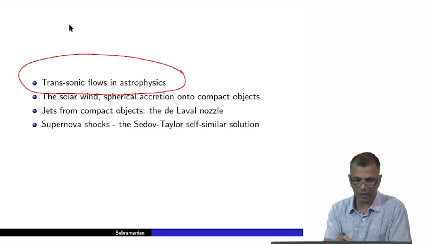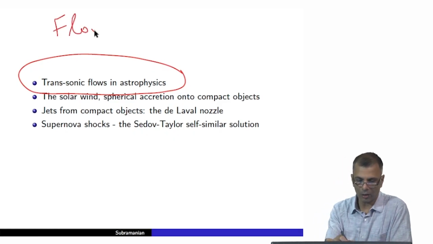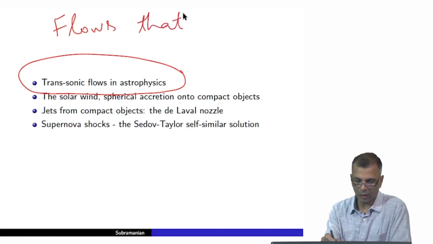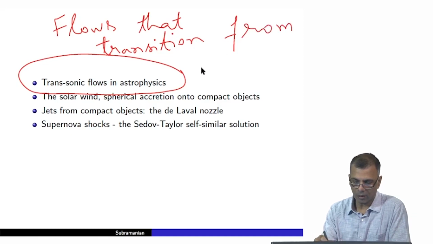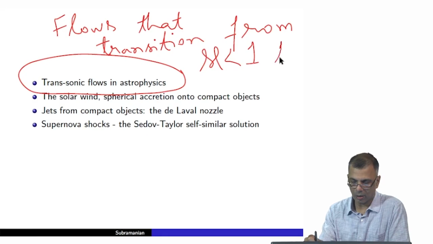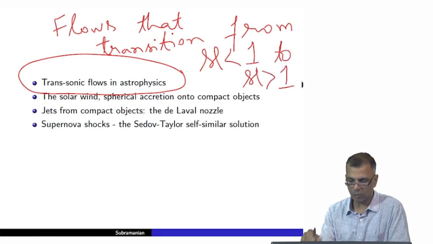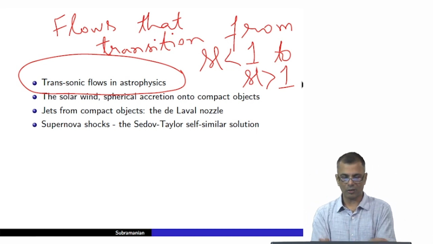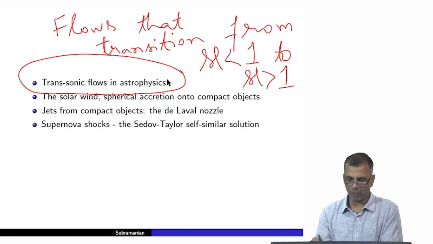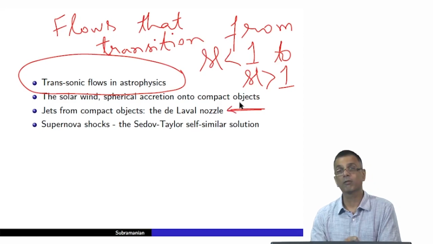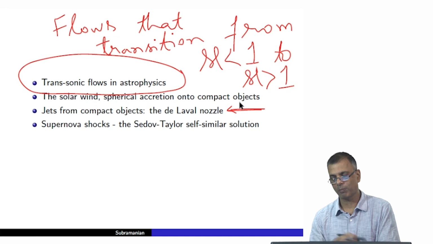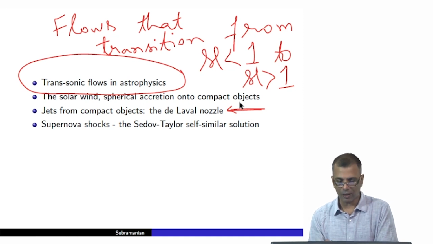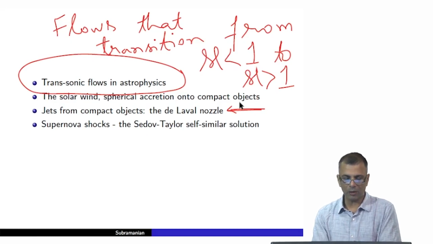In other words, flows that transition from subsonic to supersonic. That's what transonic means, right? Okay, so this is what we're discussing, and there are several applications, and we have already just discussed jets from compact objects, and the application of the concept of a de Laval nozzle to that, right? And the next thing we will discuss is this.